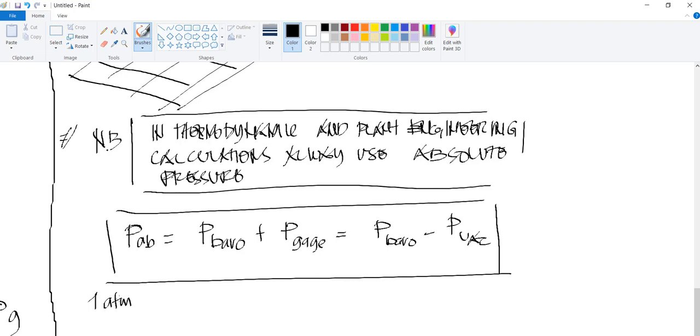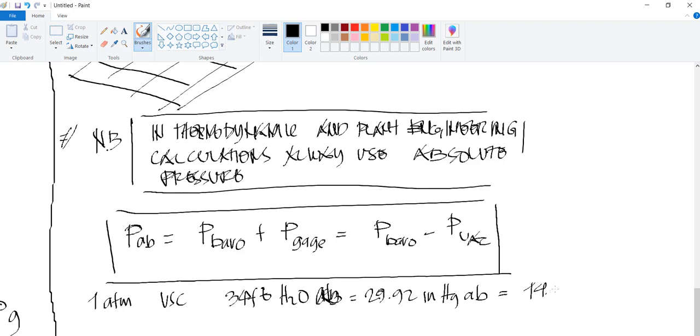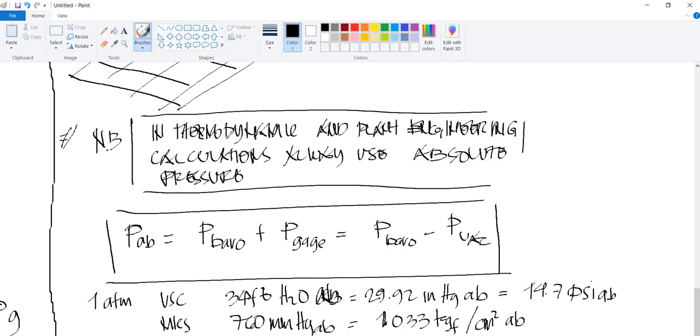Now we have the values in conversion. When in USCS, that will be 34 feet of H2O absolute, which is equal also to 29.92 inches Hg absolute, which is equal to 14.7 psi absolute. For MKS, we have 760 mm of Hg absolute, which is also equal to 1.033 kilogram force per square centimeter, all absolute also.